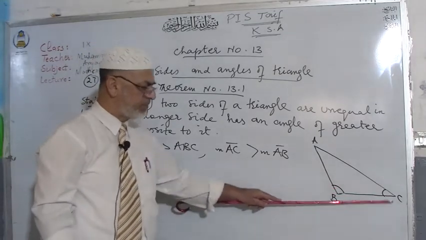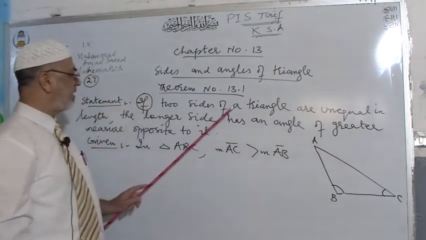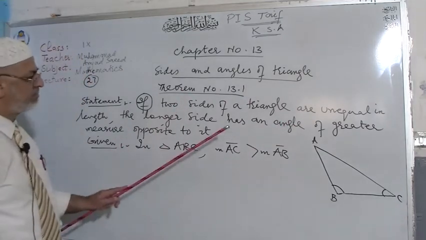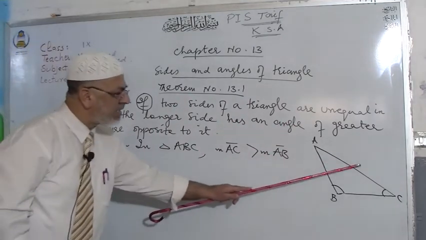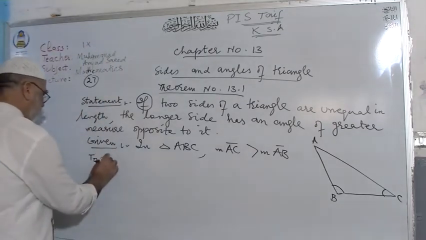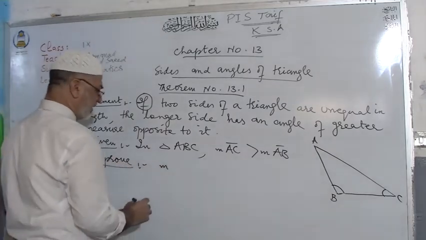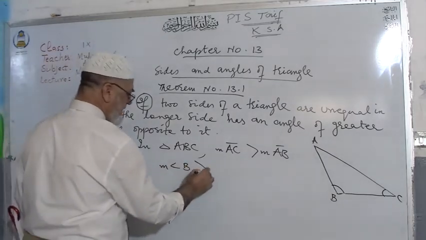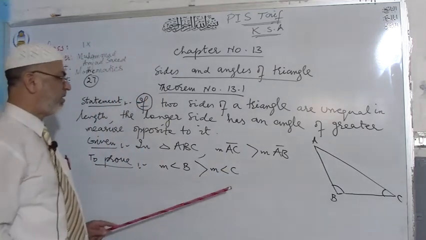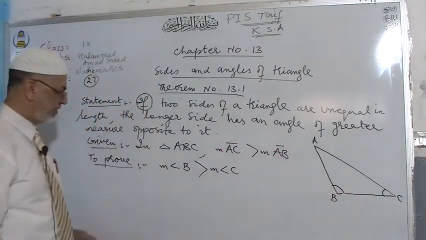This is to prove. Because angle B is opposite to the longer side, it is written that the longer side has an angle of greater measure opposite to it. So the angle opposite to the longer side is greater. To prove is: measure of angle B is greater than measure of angle C. Remember that you can write angle B as angle ABC is greater than angle ACB. That is the same.